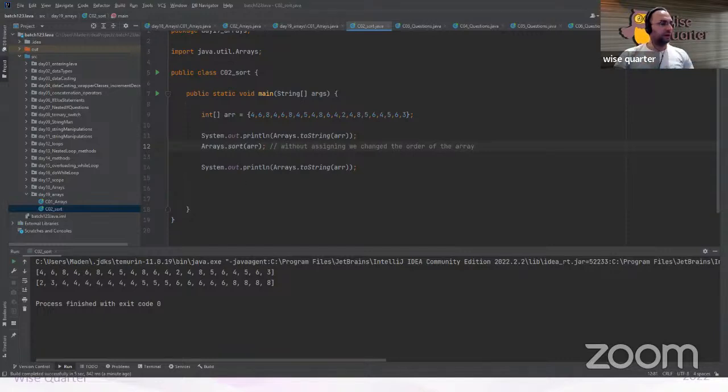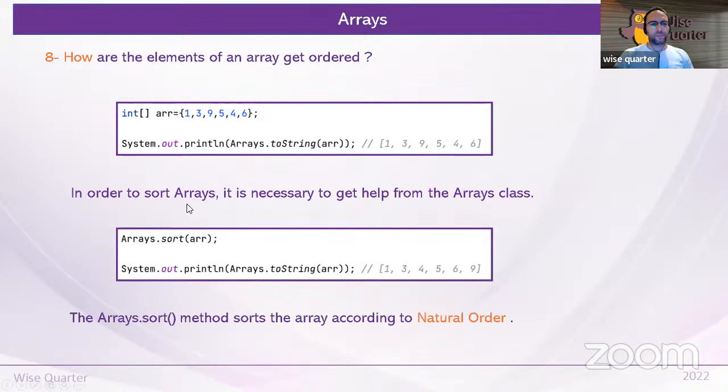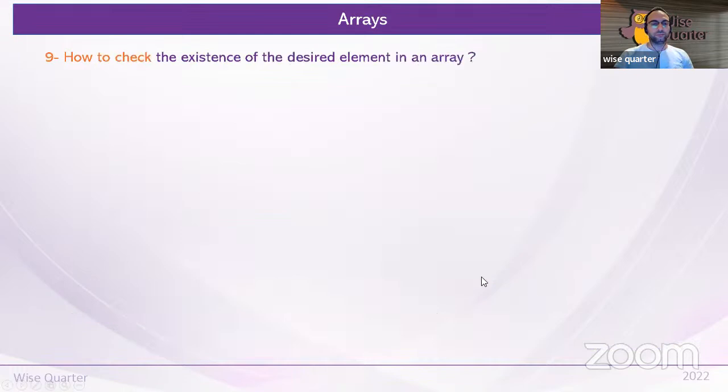Okay, that's enough for this topic. Let's continue. Yes, we have learned how to sort an array. Yes, if you want to start from the highest value, you should use a loop after the sort. That's all. And we have another one.